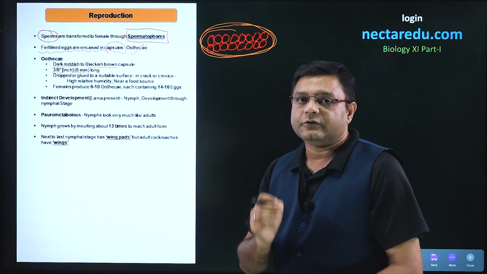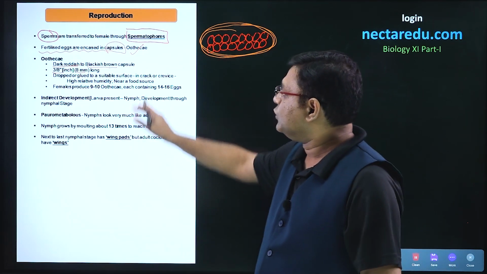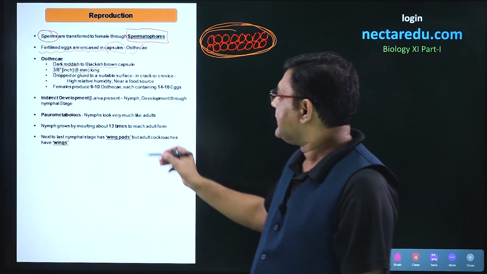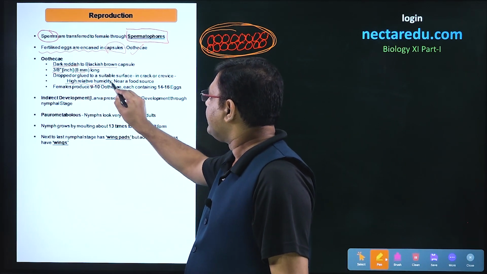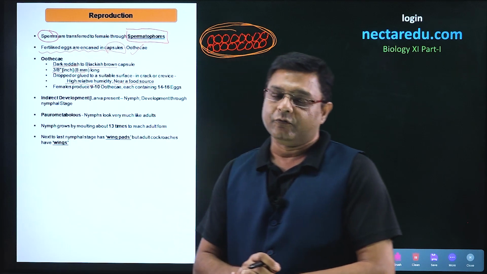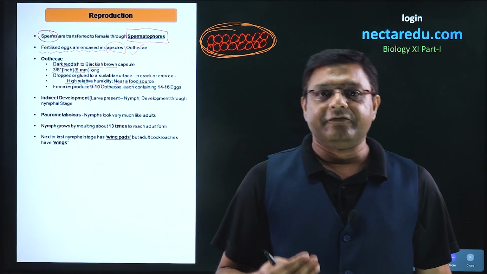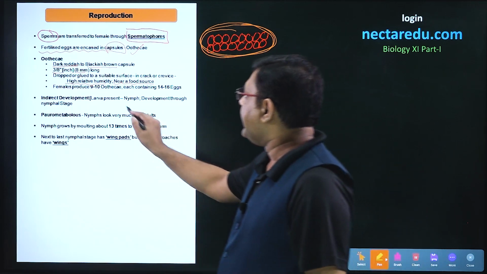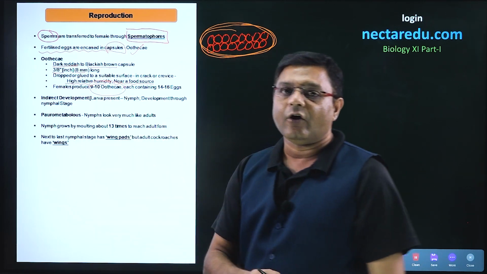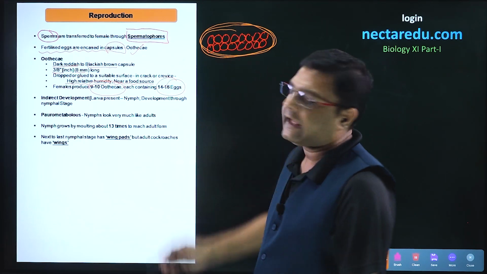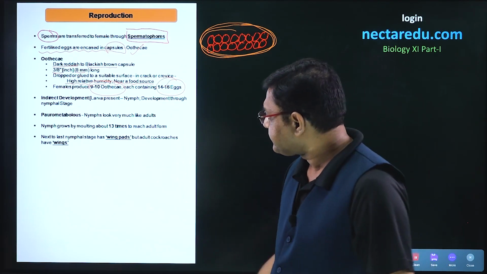Female cockroach drops or glues these oothecae to a suitable surface in a crack or crevice where there is high relative humidity and near a food source. In the life of a female, one female produces 9 to 10 oothecae in all, and each ootheca contains 14 to 16 eggs as we had seen.